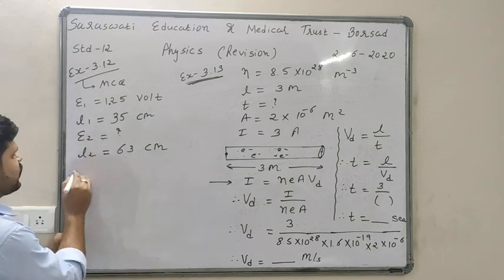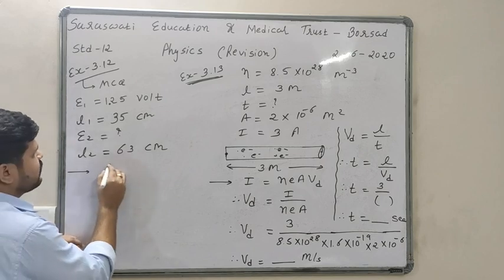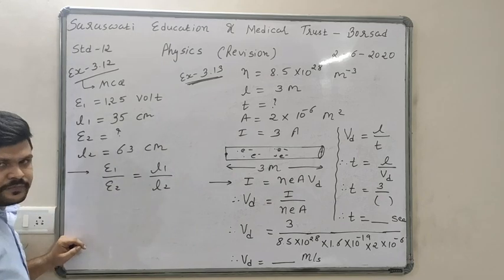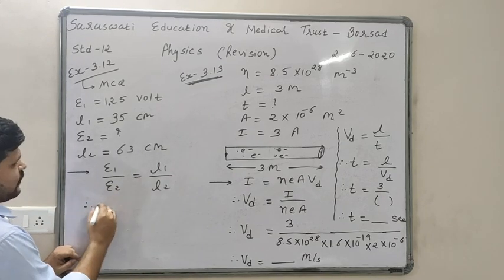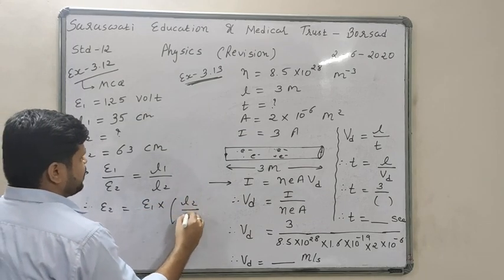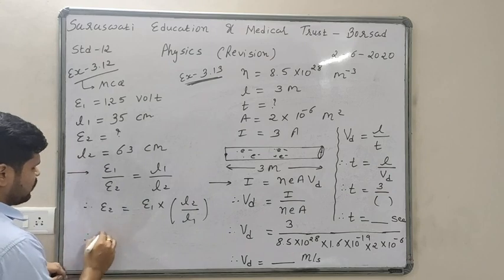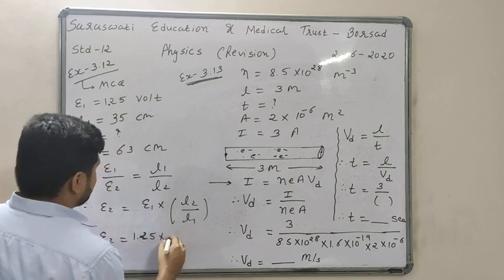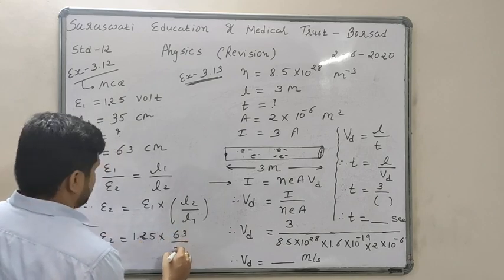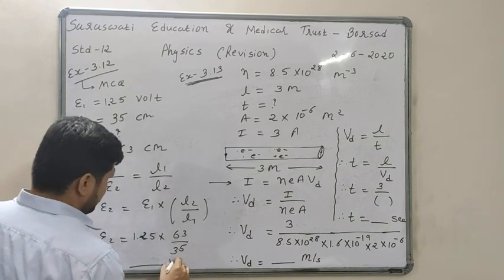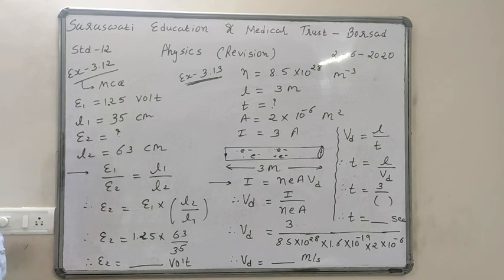According to the principle of potentiometer, we can say that epsilon 1 upon epsilon 2 is equal to L1 upon L2. We are asked to find out epsilon 2. That means epsilon 2 is equal to epsilon 1 into L2 by L1. Again, put all the values. You will find your answer: 1.25 into L2, which is 63, by L1, which is 35. Calculate this on the calculator and you can find the EMF of the battery. So this is exercise number 3.12.